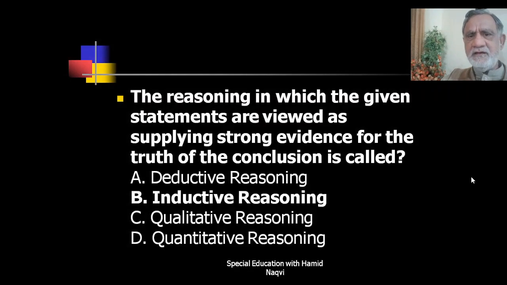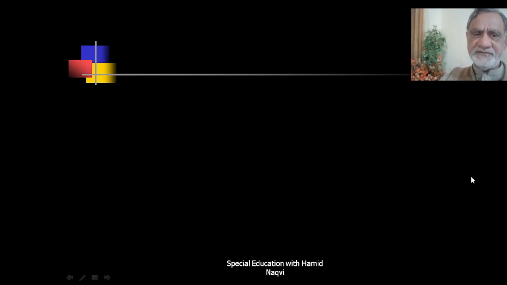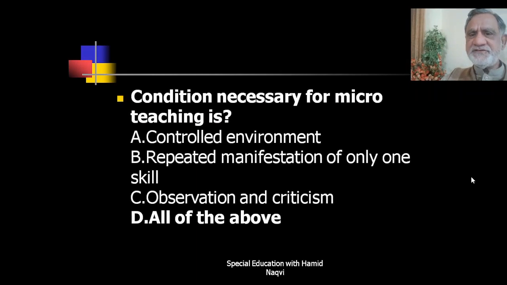The reasoning in which the given statements are viewed as supplying strong evidence for the truth of the conclusion is called deductive reasoning, inductive reasoning, qualitative reasoning, or quantitative reasoning. Answer is inductive reasoning. Condition necessary for micro teaching is controlled environment, repeated manifestation of only one skill, observation and criticism, or all of the above. The answer is the last one, that is all of the above.